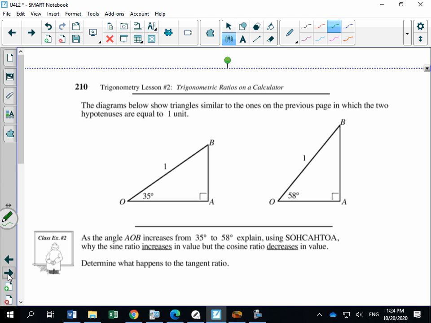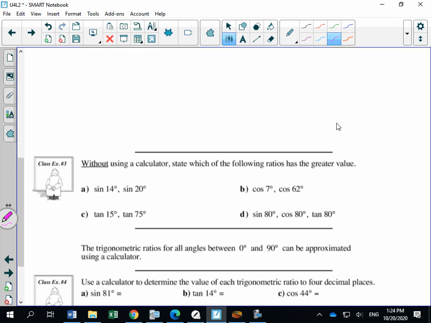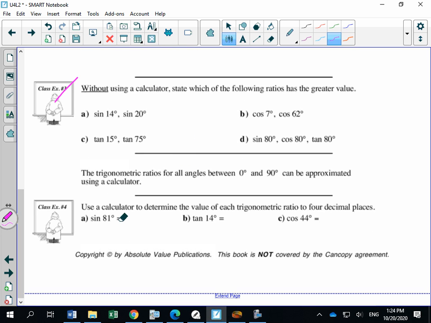Flip your page. And we're actually going to skip everything on this page except for the very last class example, which is class example 4. So we don't do class example 2 or 3. And we're just going to do class example 4. So again, same thing. Use your calculator to determine the value of each trig ratio to 4 decimal places. So the sine of 81, the tan of 14, and the cos of 44. So punch those in, get those answers.